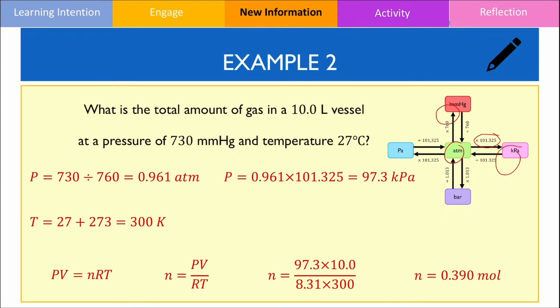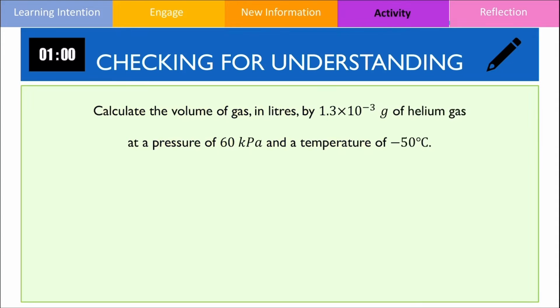I've got a total of 4 questions in this video that I'd like you to answer to check your understanding. In this question, calculate the volume of gas in liters of 1.3 times 10 to the power of negative 3 grams of helium gas at a pressure of 60 kilopascals and a temperature of negative 50 degrees Celsius. Pause the video now and resume the video again when you're ready to review your answer.